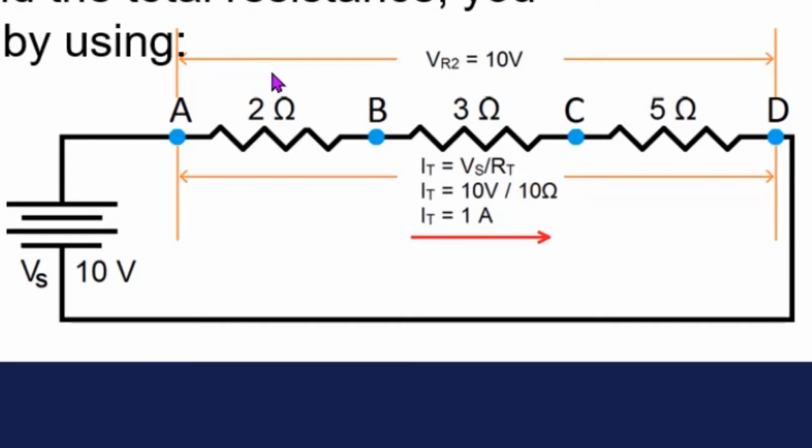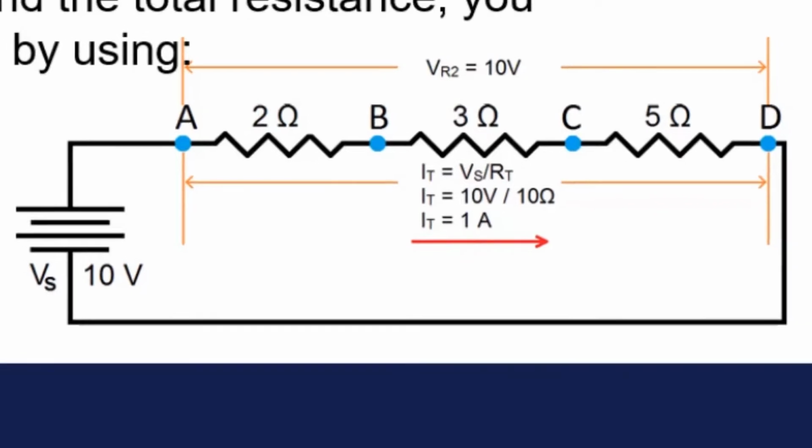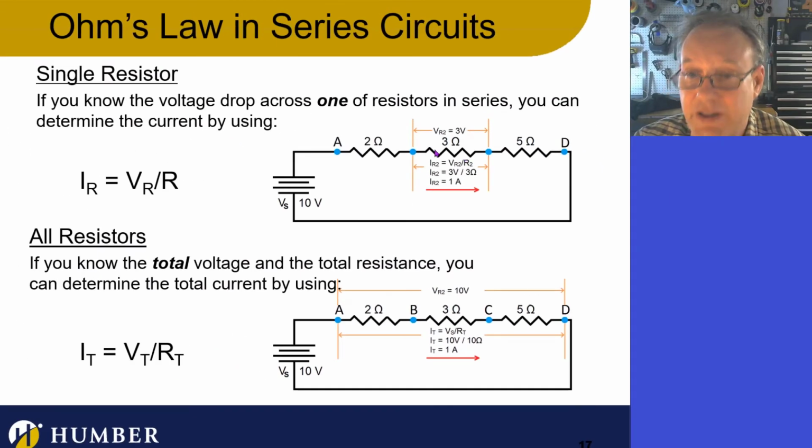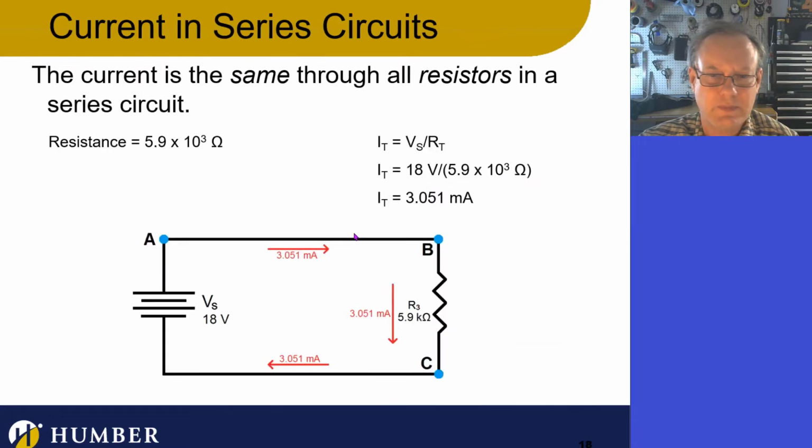In this case, my voltage drop across all of these here is 10 volts, and the total resistance across all of these here is 10 ohms, and I've got 1 amp. In this case, my voltage drop across here is 3 volts, and the resistance here is 3 ohms. So I'm also getting 1 amp. Very cool. So that's just an example here.